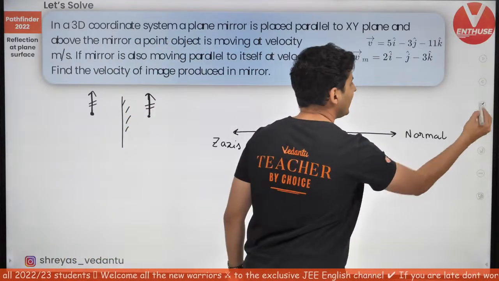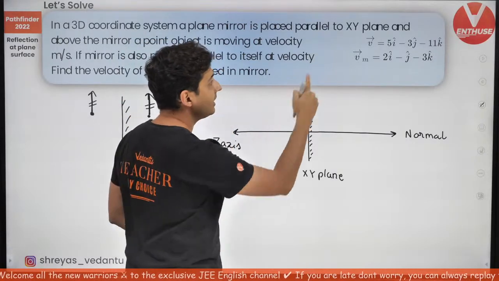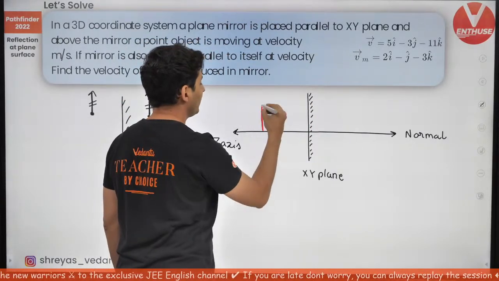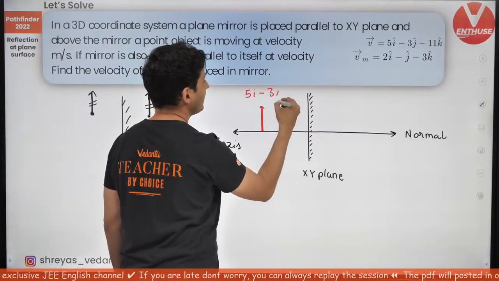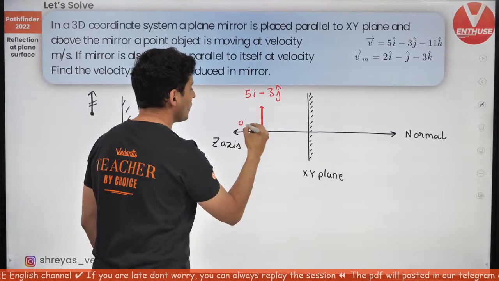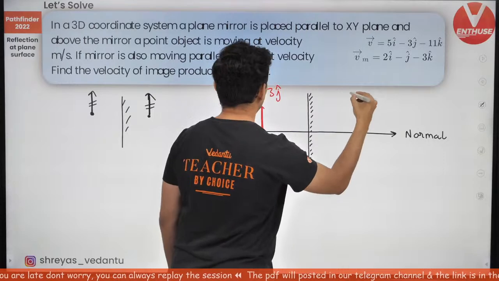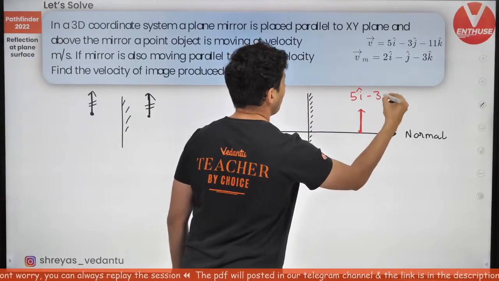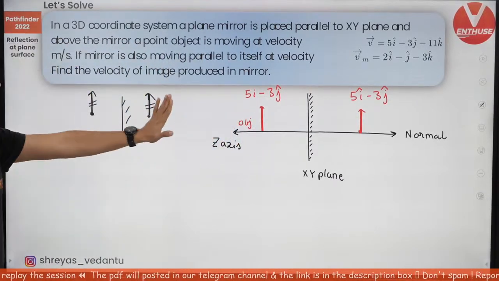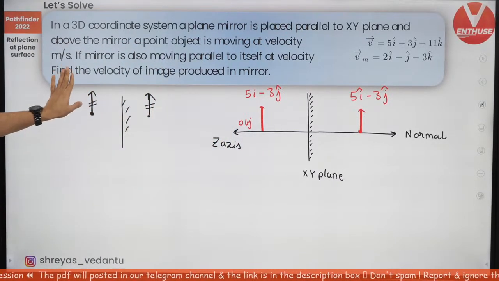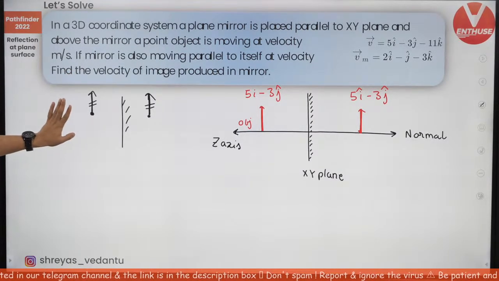Here the k cap component, all the components along the z-axis, are normal components. That means take those components which are parallel to the mirror. That will be 5i cap minus 3j cap. If this is your object velocity, remember the image velocity will also be 5i cap minus 3j cap. The first two parts are done. Remember this, because the velocity components will not change. Are you guys getting this, my warriors?